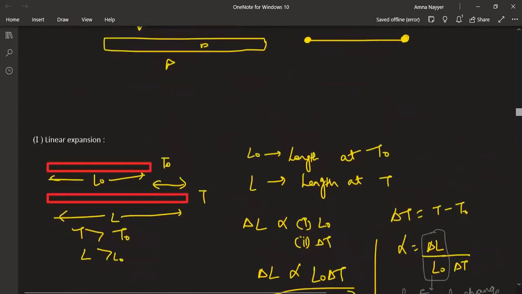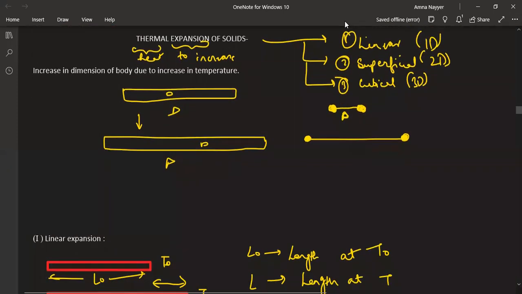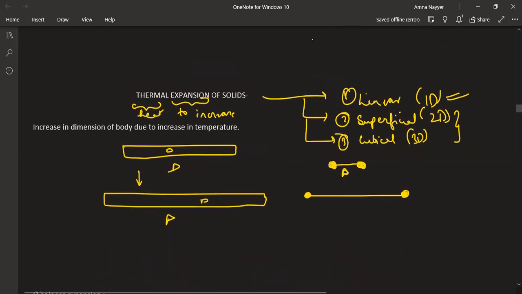Do one thing, note it from here, write down linear expansion, then we'll discuss cubical and superficial expansion. If you understand linear, understanding these is very easy. These are just based on linear. So that's why I'm saying wherever you are having any doubt, get it clarified. Note it. Any doubts you have, text me in between. Get it clarified. Ask me to repeat, I'll repeat it.